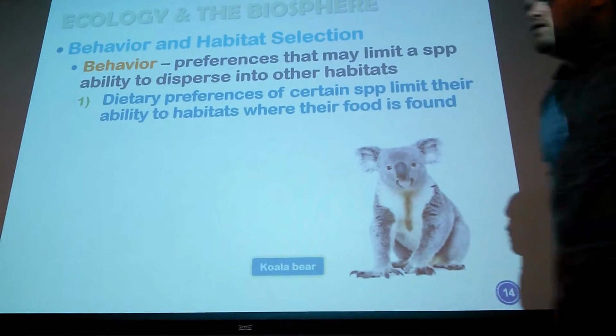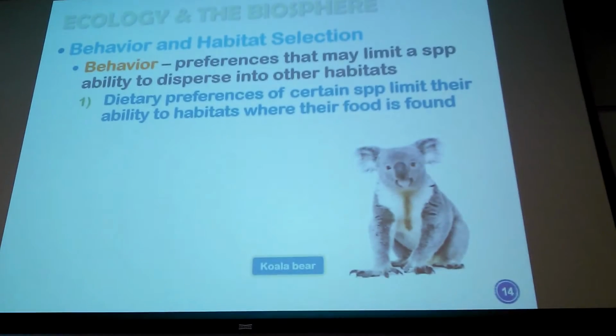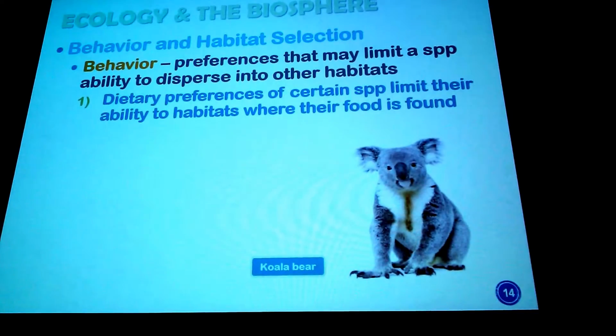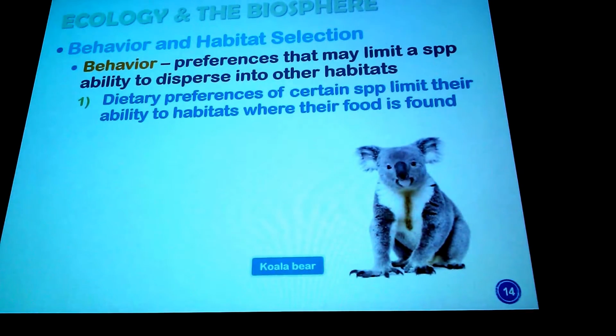So eucalyptus is all pretty much limited, and there are lots of koala bears at San Diego Zoo, like they're one of their mascots.